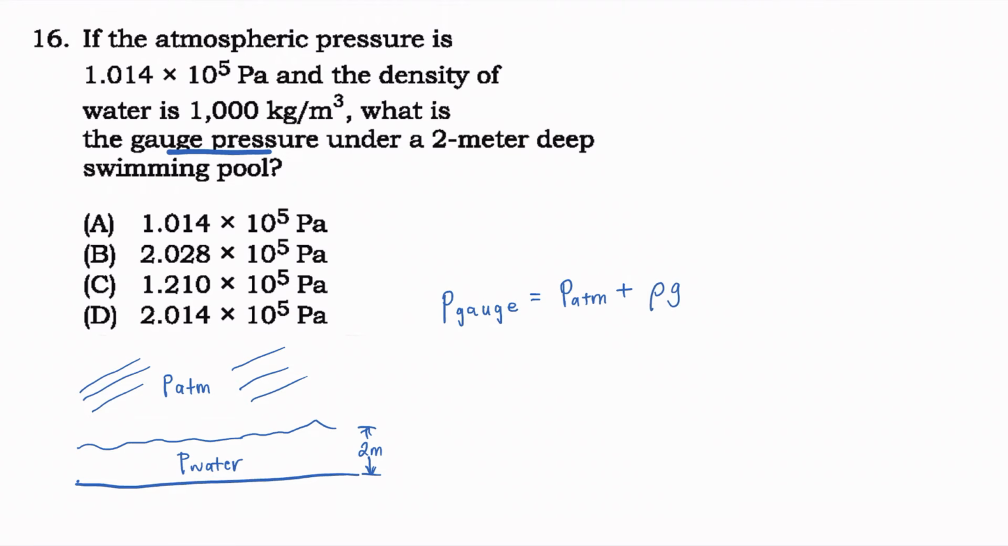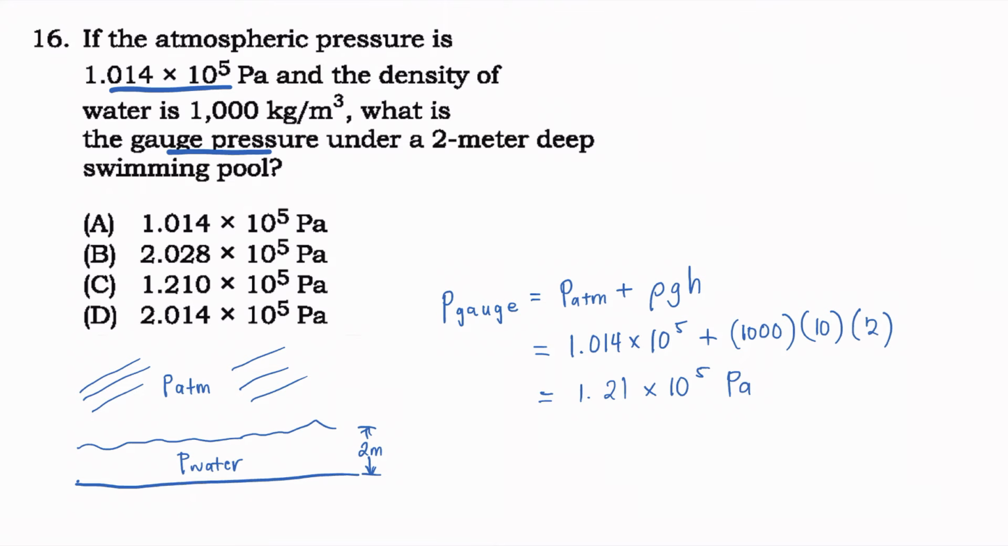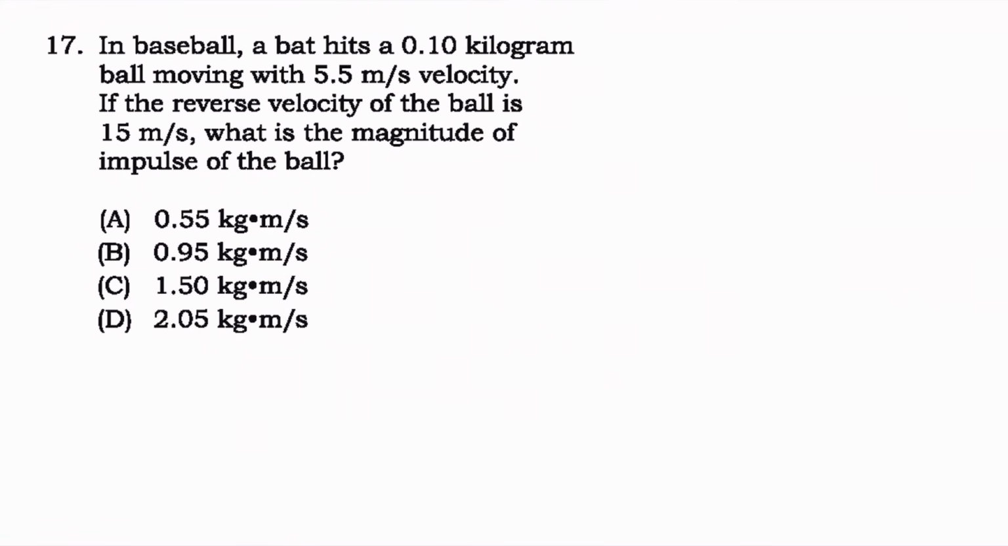So density times gravity times height, which is equal to, given naman yung atmospheric pressure na 1.014 times 10 raised to 5 Pascal plus yung density ng water is 1,000 kilogram per meter cube times yung gravity na 10 and yung height na 2. So, i-compute lang natin yan. Try to solve on your own. 1.21 times 10 raised to 5 Pascal. That is letter C.